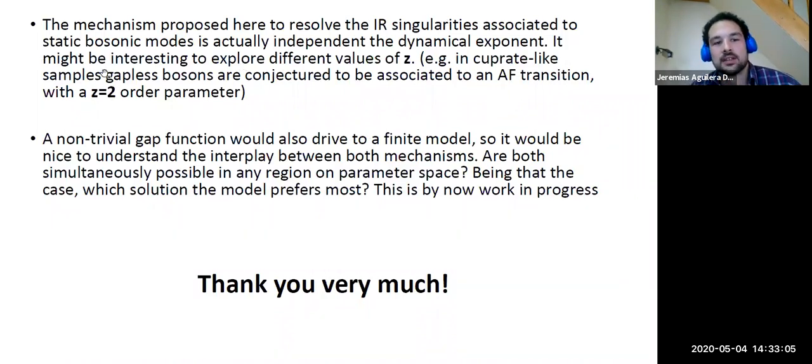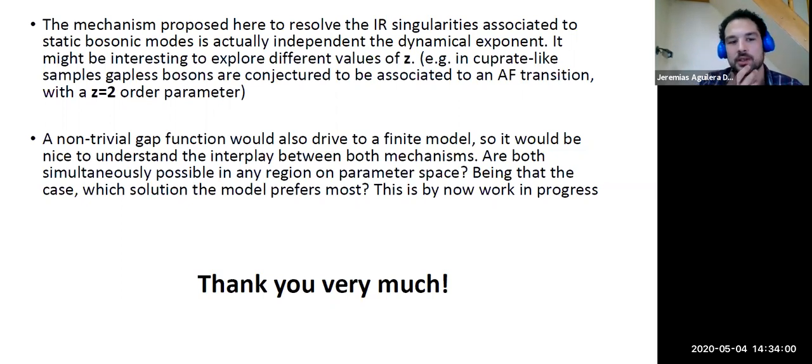So it will be interesting to explore different dynamical exponents. For example, in cuprate-like samples, it is believed in some interpretations that the quantum critical point is associated more with an antiferromagnetic transition, which has Z equal to 2 because there is a magnetic ordering wave vector. It might be an interesting case to go further. There is also something which can happen. I have never talked about a possible gap function here, but if there were a solution to the Eliashberg equations including a gap, the back reaction of the gap on the boson would also induce a mass term for the static mode.